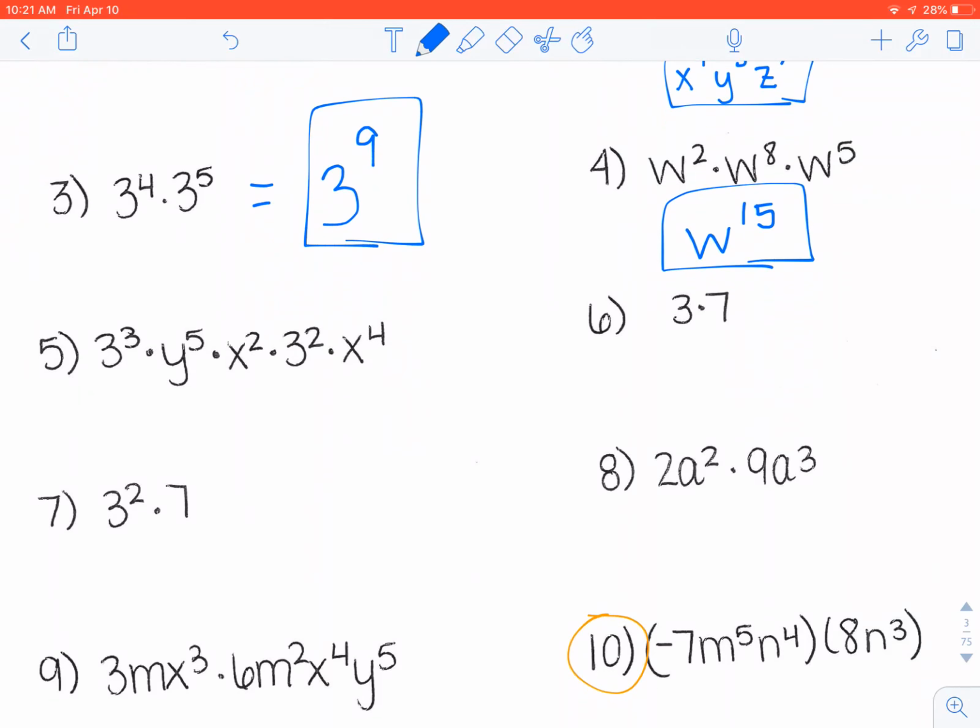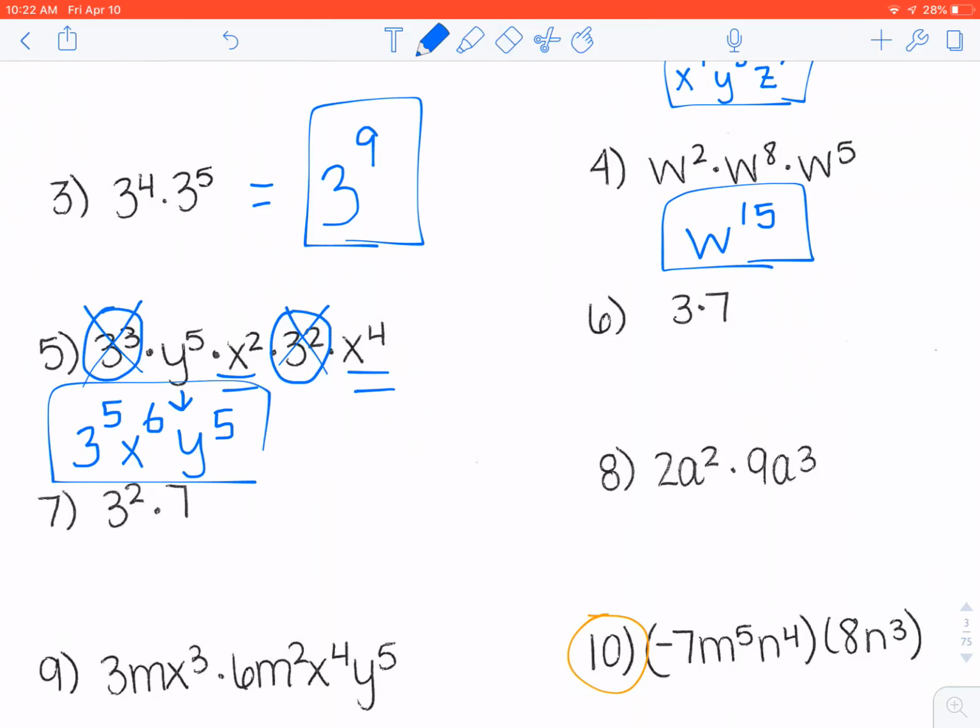Okay, number 5. This one has 2 number bases, and then it also has 2 x bases. The y was by itself. So the first thing you guys should have combined on number 5 were the number bases. So it should be 3 to the 5th, and I'll cross that off. Then combine your x's, x to the 6th. Then you should have dropped down your y. Okay, so your solution is 3 to the 5th, x to the 6th, y to the 5th. Again, keeping it in exponential form.